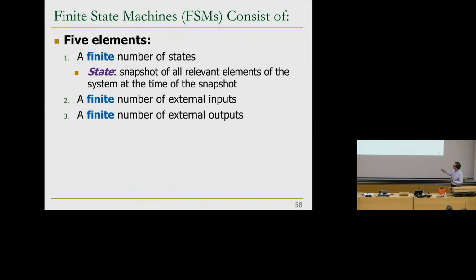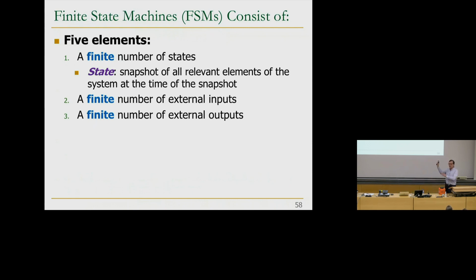So circuits also have external outputs. In case of the lock, it's open versus closed, right? When it opens, it's an output, right? When it's closed, it's also an output. For the traffic light, there are 4 outputs. Basically, these are the outputs of the lights that we've seen, 4 different outputs.